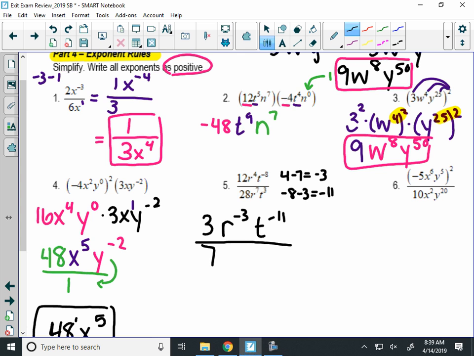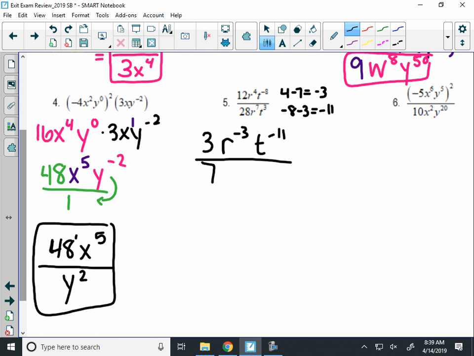Both variables end up having negative exponents. So what I'm going to do is move both the variables, not the 3, to the denominator. So we'll have 3 over 7, r to the positive third, t to the positive 11. And that's your final answer there.